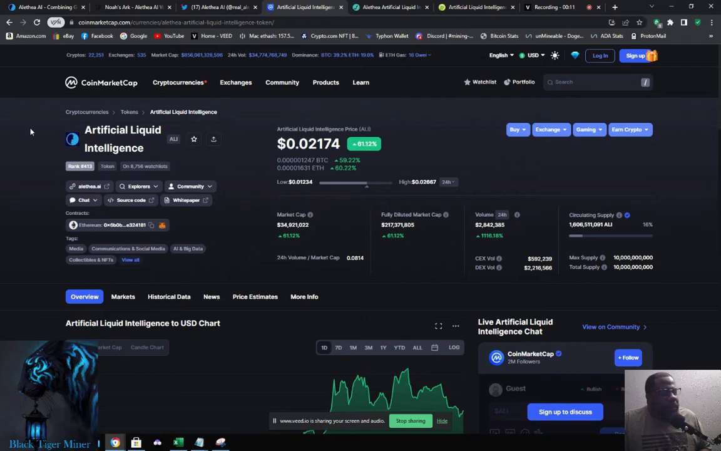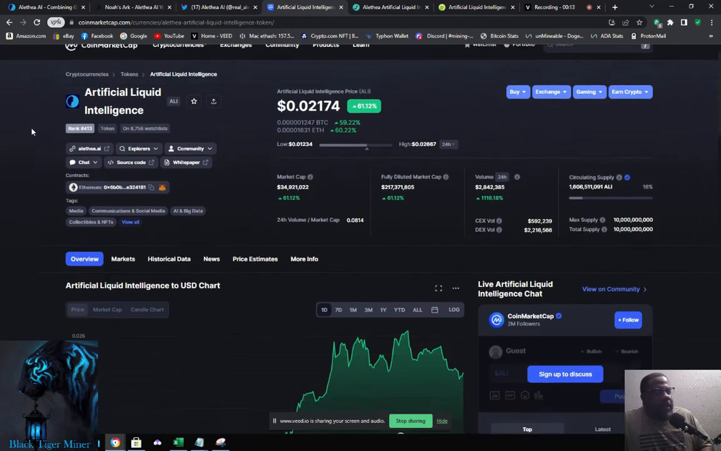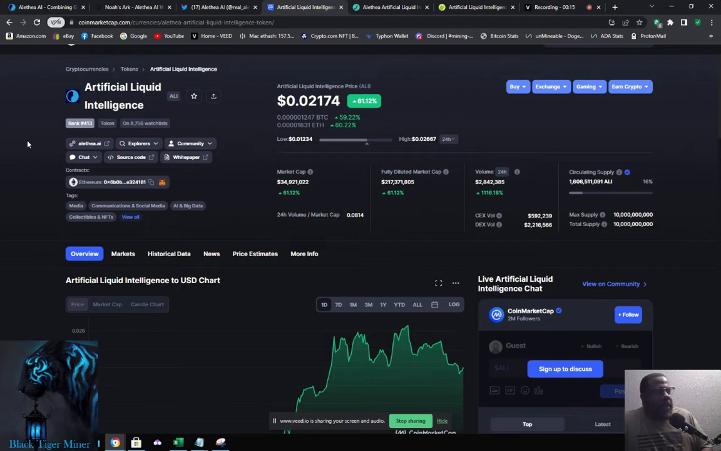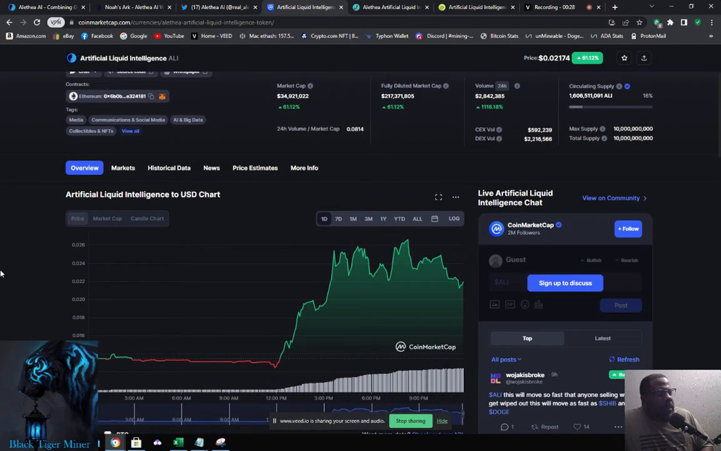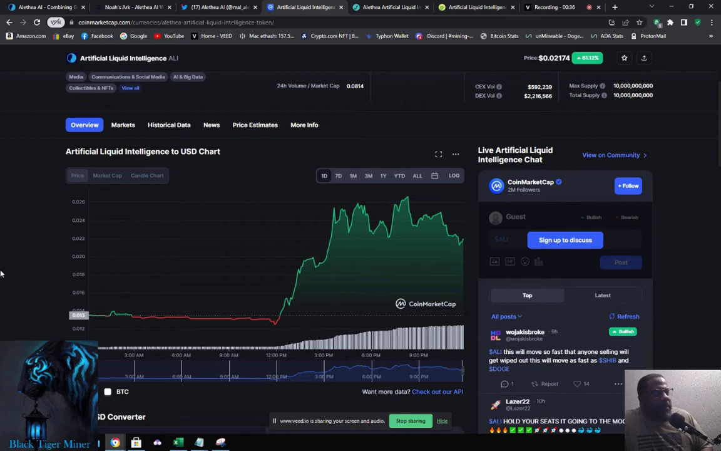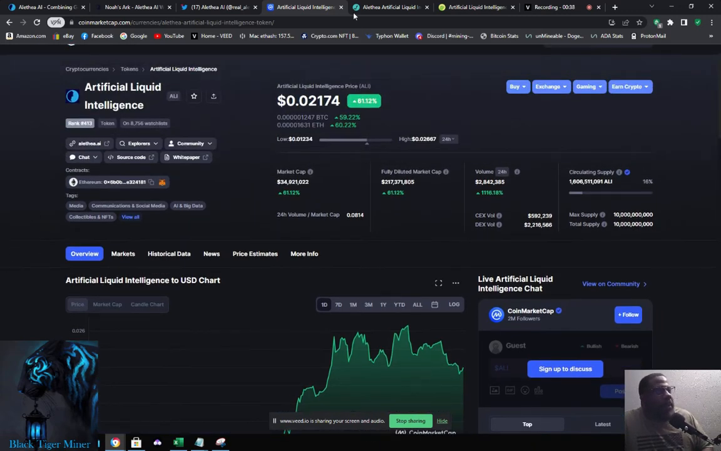I was actually looking at the artificial liquid intelligence, the Athena coin, and I noticed there was a price jump today, actually sometime this evening. So I looked, and I think it was up 72%. And when I actually came to check, it's currently up 61% within the last day. I was trying to see if there's any information or if anyone knew what's actually going on.